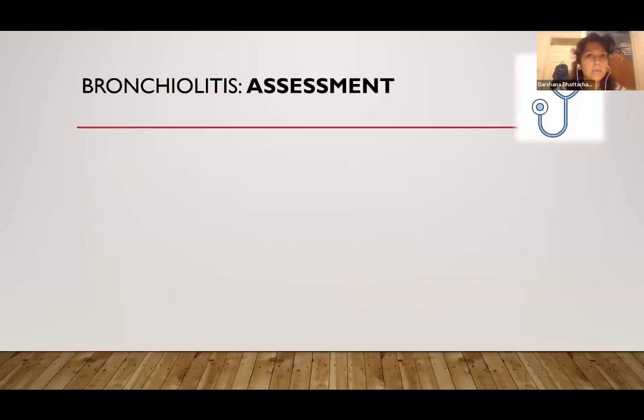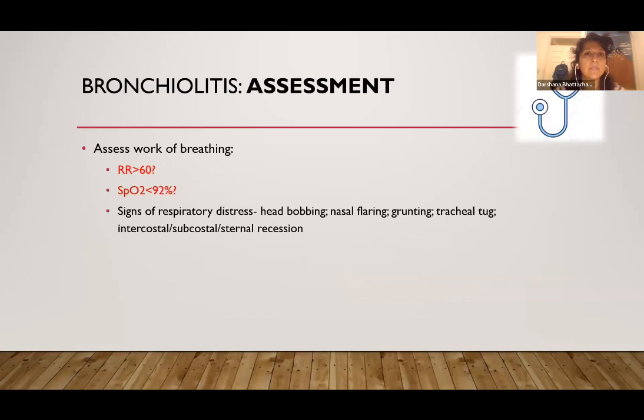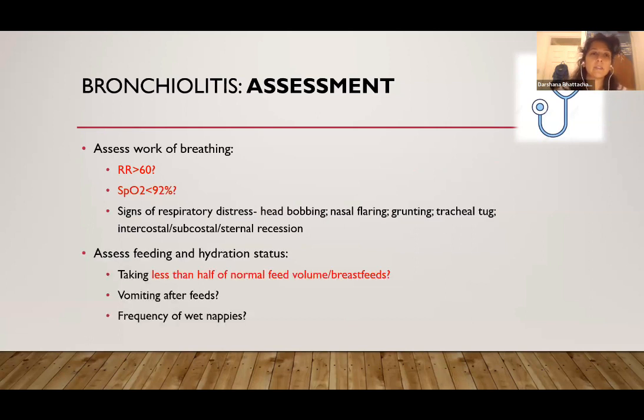So when assessing a child with bronchiolitis, you want to have a really good look at their work of breathing. Generally, a respiratory rate of greater than 60 in an infant is significant. And if you have the ability to measure oxygen saturations, see if their oxygen saturations are below 92%. And the typical signs of respiratory distress, which we covered earlier on in the diagram, will likely be there. So head bobbing, nasal flaring, they might be grunting. You might see tracheal tug, and obviously the various recessions.